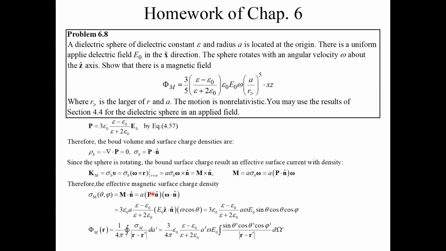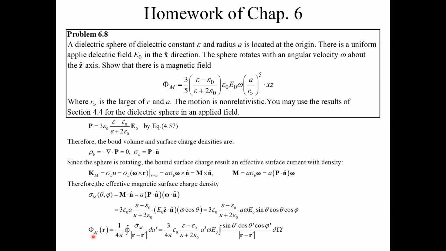And so our magnetic surface current density will have a relation here like this, and expand these two. This one will give us omega cosine theta, and this one will give us this one from the polarization here. Okay. And finally, it will be like this.